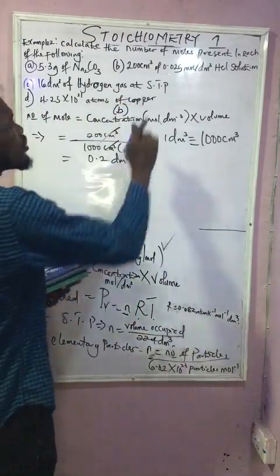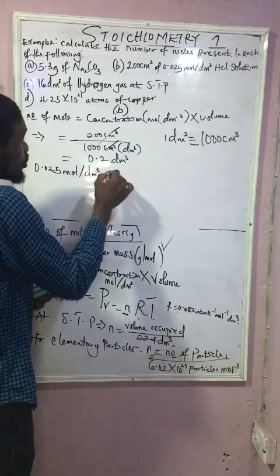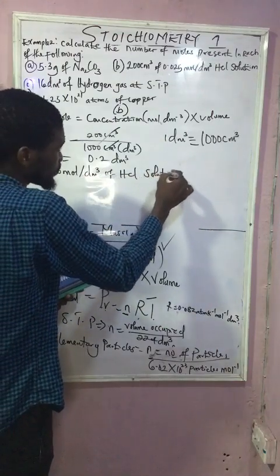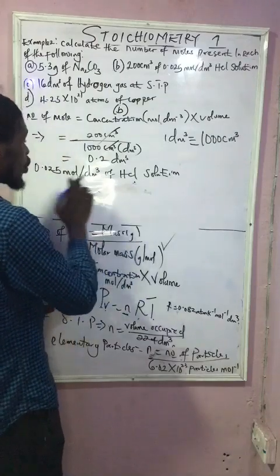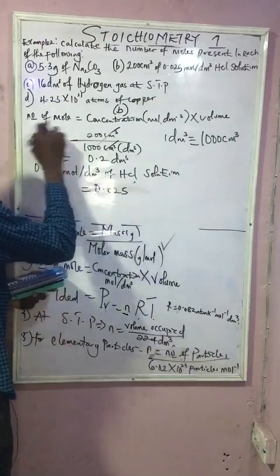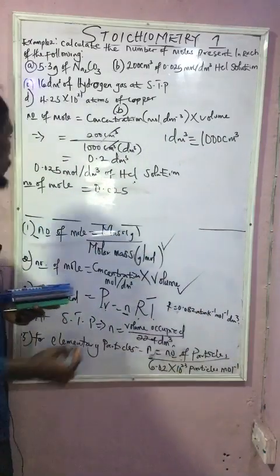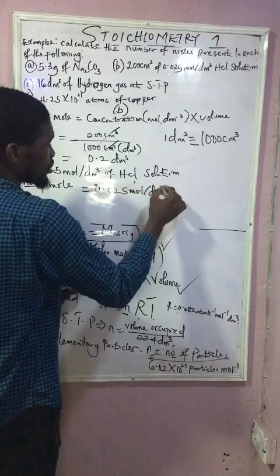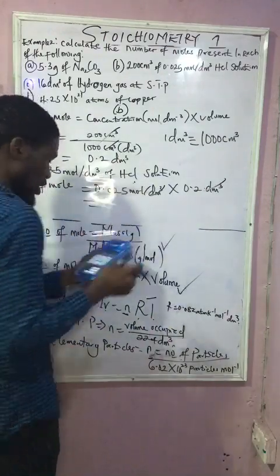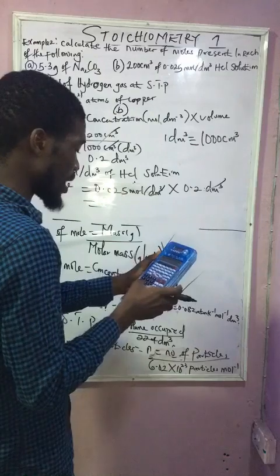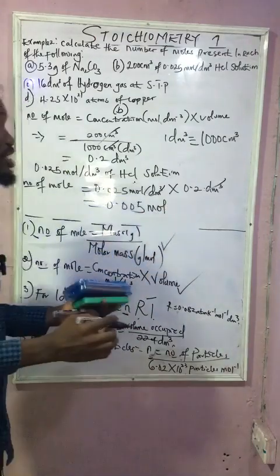This is gone already. So by saying 0.025 mole per dm cube of HCl solution will give us what? 0.2 dm cube. Or better still, let's start with mole per dm cube, 0.025. Don't forget the formula, number of mole, which is this. So mole per dm cube multiplied by 0.2 dm cube. This will cancel this. We are left with mole. So we can say 0.025 multiplied by 0.2. Okay, we have 0.005 mole. That is our answer.